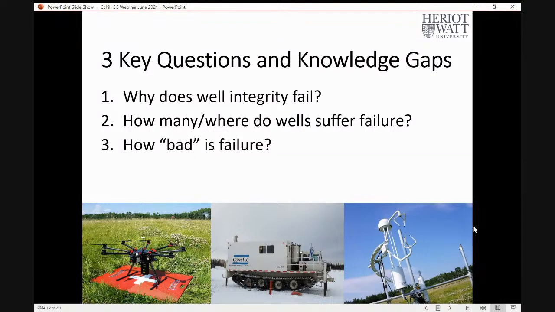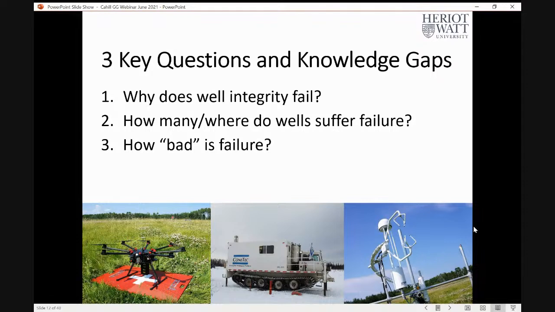So with respect to well integrity failure and the region of British Columbia, the first question is, why do wells fail? Why does well integrity fail? Obviously, if we can understand that, we can start to think about whether we can mitigate it and prevent the problem before it even happens.